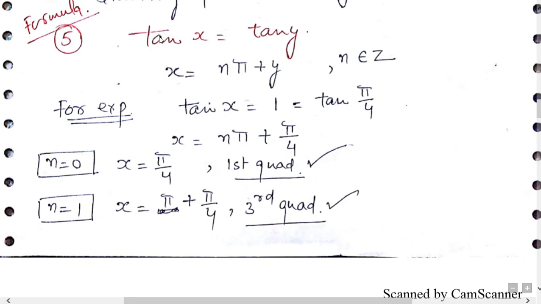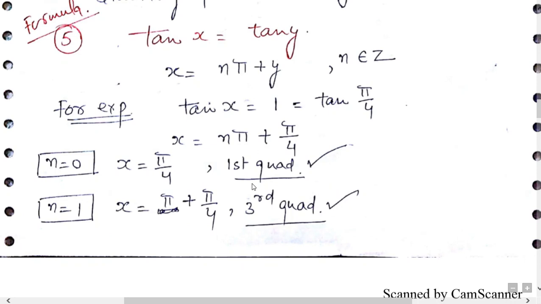Now formula number 5, tan x equals tan y. If this is there, then x can be written as n pi plus y. Now if tan x is equal to 1, it means it's equal to tan pi over 4. It means x is equal to n pi plus pi over 4. If n is equal to 0, it's in the first quadrant. If n is equal to 1, then it is in the third quadrant.